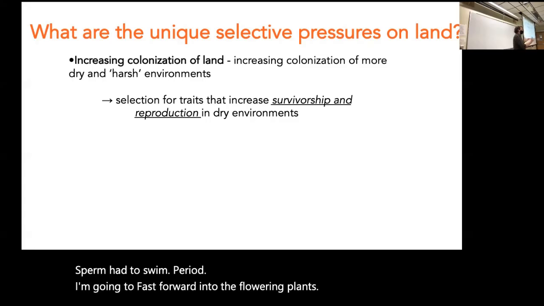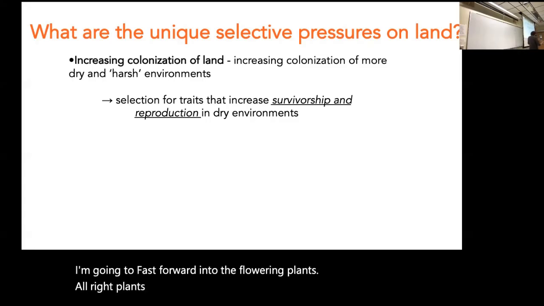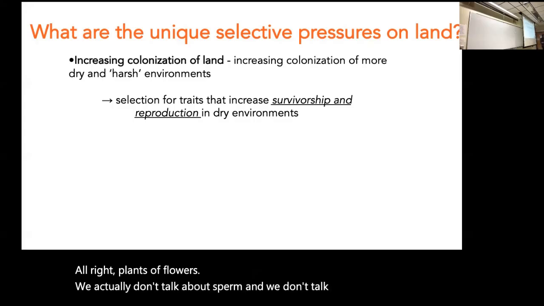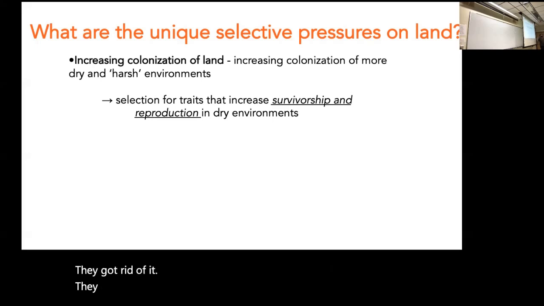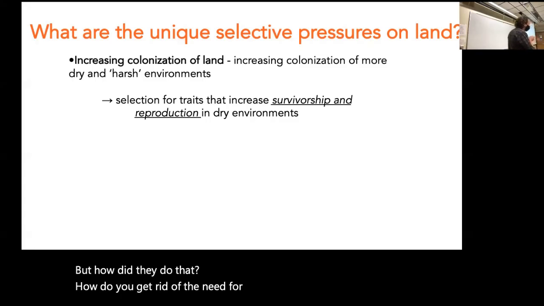All right, plants with flowers. We actually don't talk about sperm, and we don't talk about swimming. They got rid of it. They broke free, finally. And once they did that, they colonized the rest of the land. Amazing. But how did they do that? How do you get rid of the need for sperm to swim?